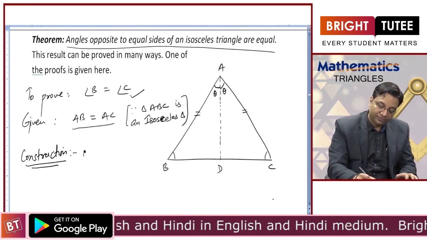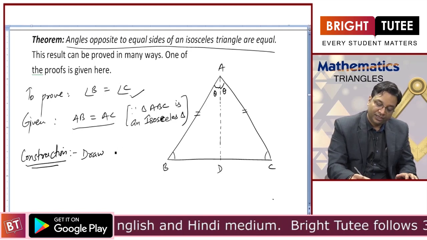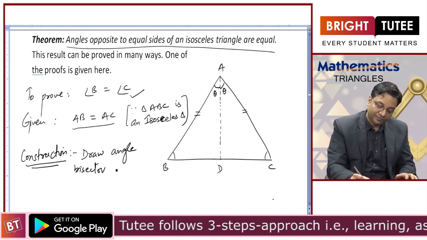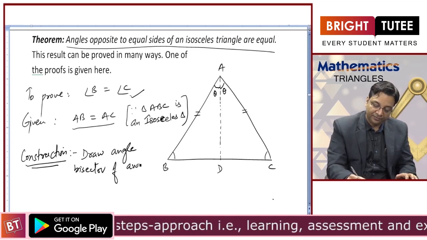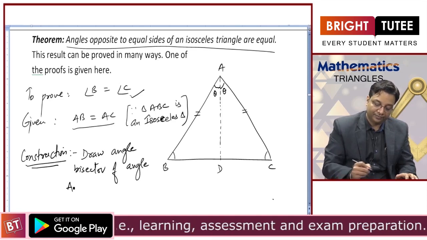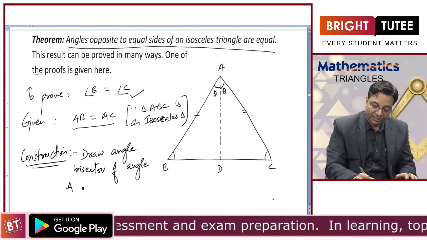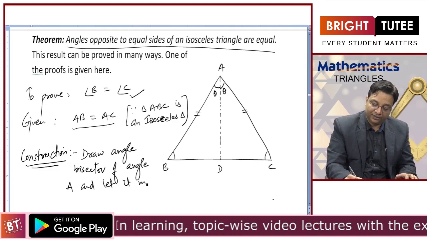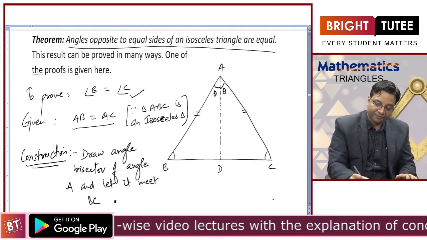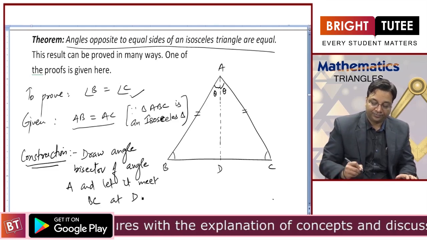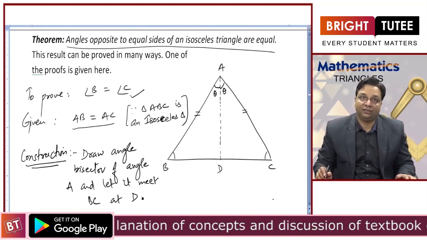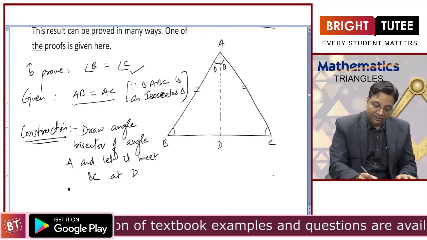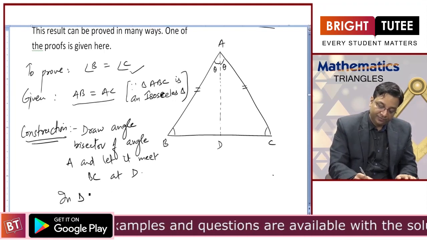Construction: draw the angle bisector of angle A, and let it meet BC at point D. So AD is the angle bisector of angle A. Now look at this triangle. Now this is the proof.